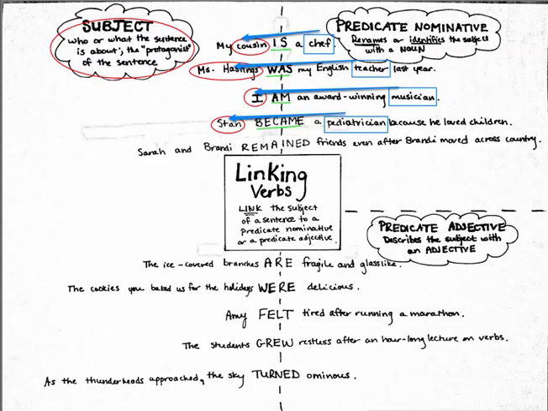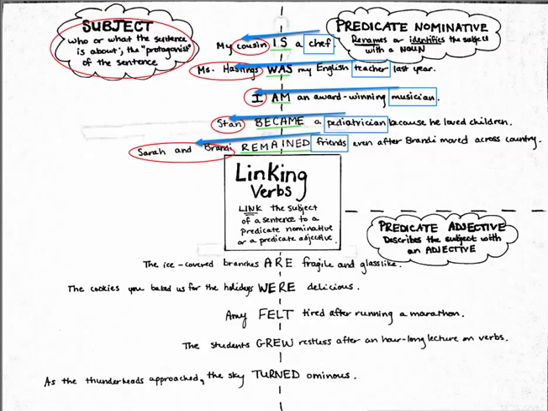And finally, for predicate nominatives, Sarah and Brandy would be the subject of the sentence. They are compound subjects. The sentence is about both of them. Sarah and Brandy remained. What did they remain? They remained friends even after Brandy moved across country, linking friends to the subject, Sarah and Brandy. So that's when the linking verb is joining the subject to a predicate nominative.